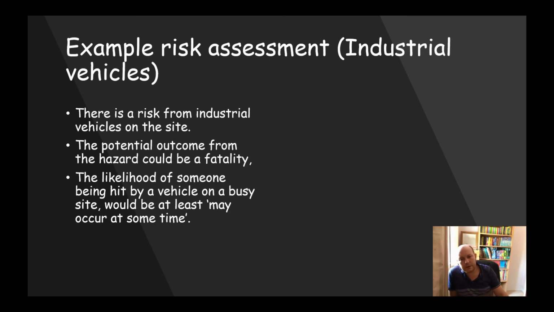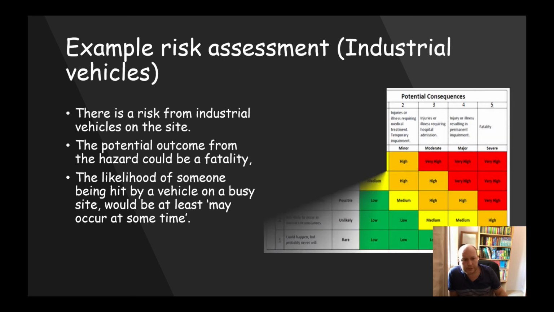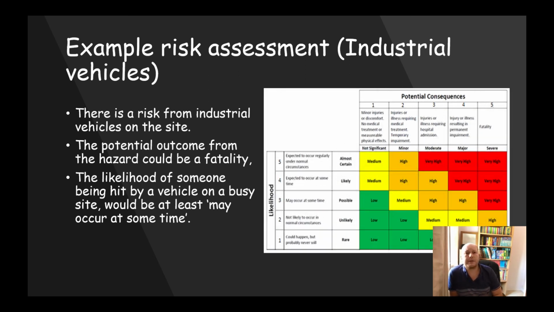The risk from industrial vehicles is potentially a fatality. If someone gets hit by a forklift, they're going to be in trouble. On a busy building site, there's a reasonable to high chance that somebody will get hit at some point if we don't put appropriate control measures in place. So if we say may occur at some time, which is our number 3 on our likelihood scale, along to fatality, we can see that the risk factor is very, very high. So we need to seriously consider control measures for this.